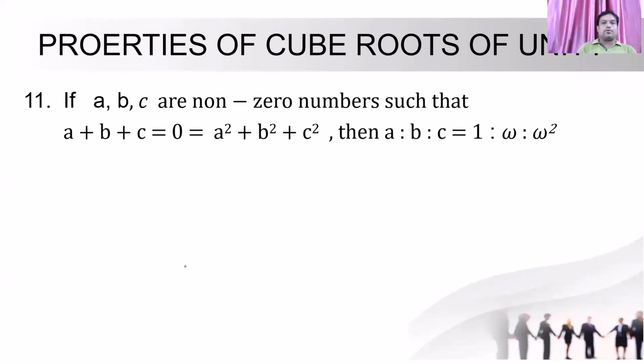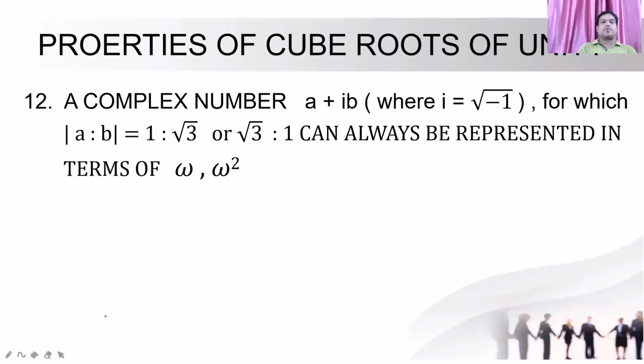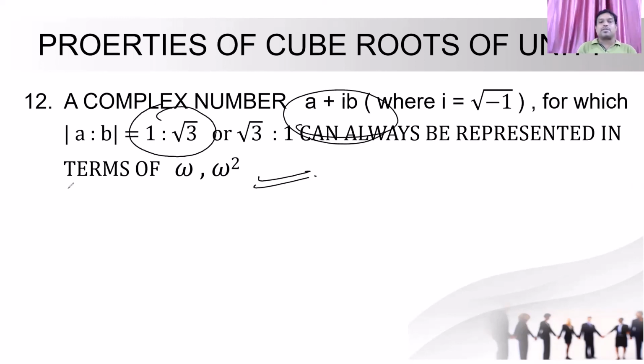So now come to the next property. The next property, the 12th number property: a complex number a plus ib, for which a is to b equal to 1 is to root 3 or root 3 is to 1, can always be represented in terms of omega and omega square. This is also one property. Suppose a and b in any complex number a plus ib. Suppose in place of a, I'll write 1. Suppose in place of b, I'll write root 3. So these can be represented in omega form.